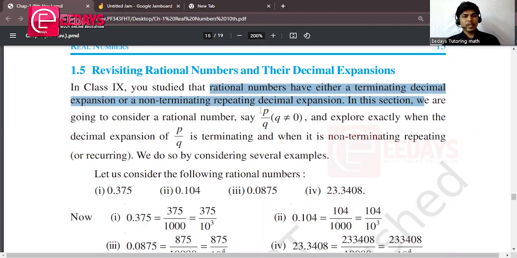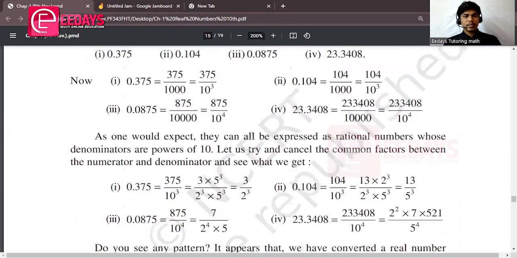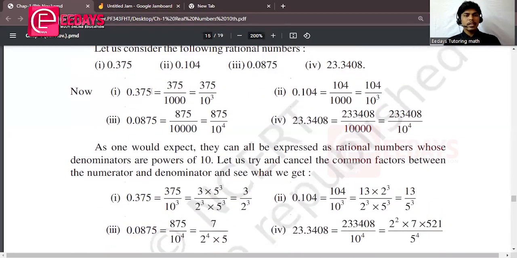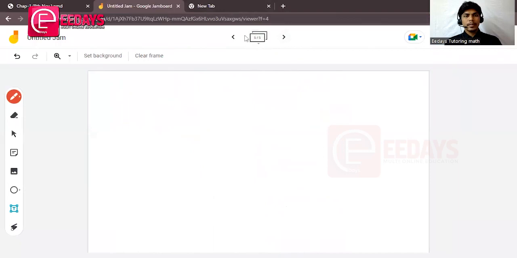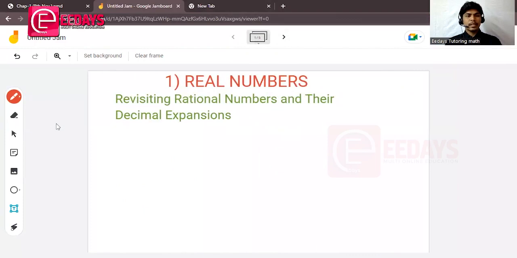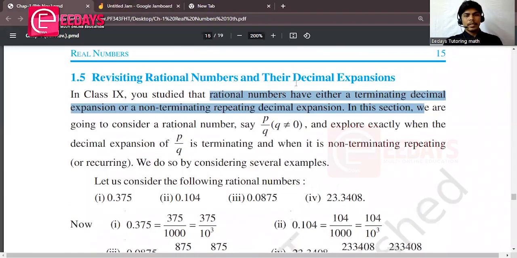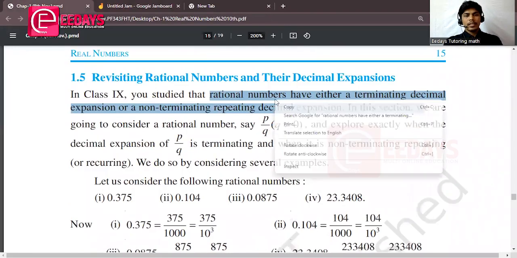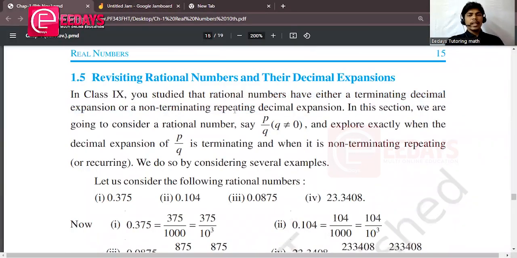Obviously, you know that a rational number would be in P by Q form. So let's take an example here and observe what kind of expansion it is. They gave the example 0.375. Revisiting the example of decimal expansion, what we need to conclude is that a rational number has either terminating or non-terminating recurring decimal expansion.